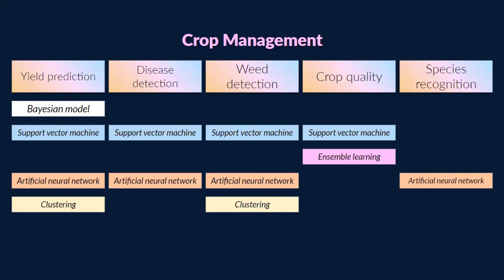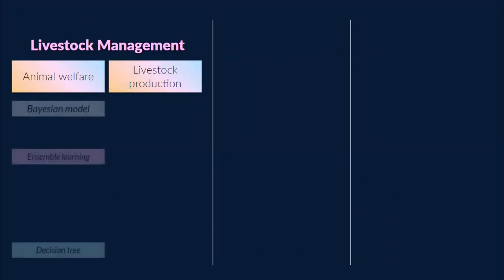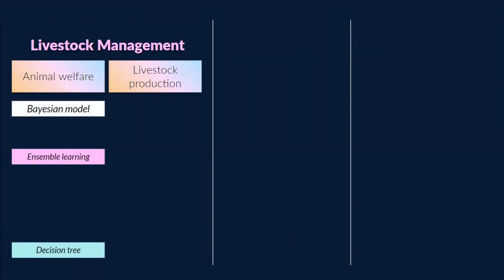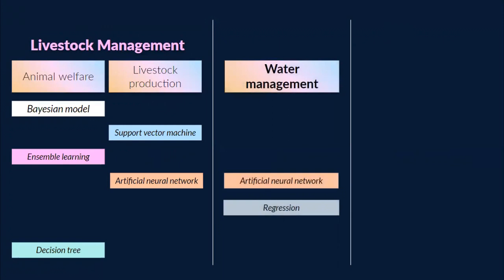Right now we're going to see the next management, which is livestock management. In livestock management, there are two subcategories involved in the application of machine learning models, which are animal welfare and livestock production. In animal welfare, Bayesian model, ensemble learning, and decision tree have been applied. In livestock production, support vector machine and artificial neural network have been applied. So in livestock management, the main and most implemented learning model is support vector machine compared to the others. And for water management, there are artificial neural network and regression, where artificial neural network is the main learning model applied in water management.